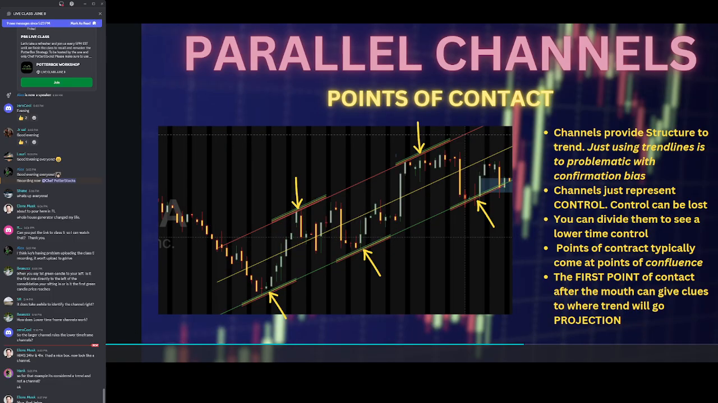So channels provide structure to trend. This is using trend line. Just using trend line is problematic with confirmation bias because you will connect the dots to where you want it to be, not where it's supposed to be, which is why I use a parallel channel in the first place. If it doesn't make sense and I can't apply it to my chart, I don't.